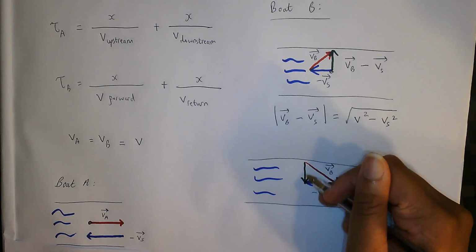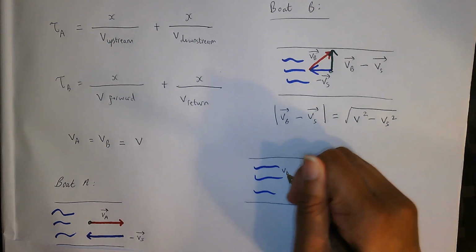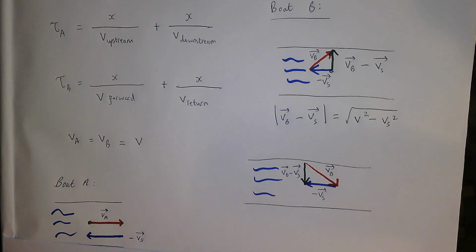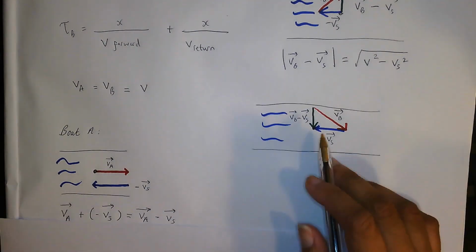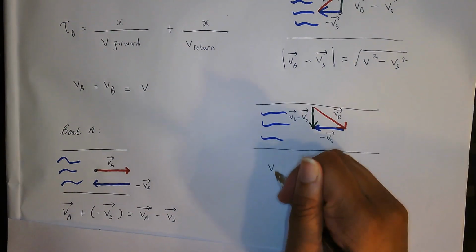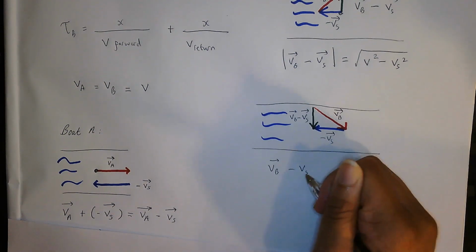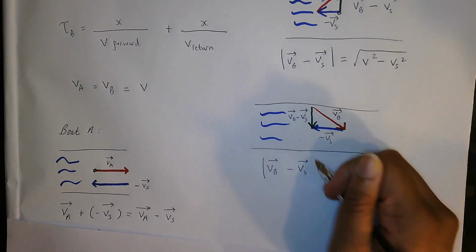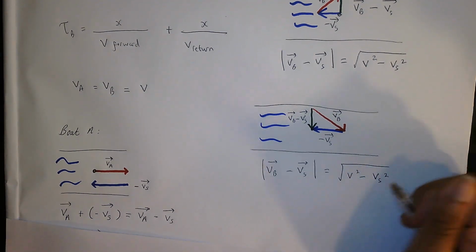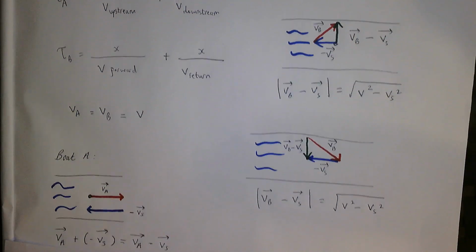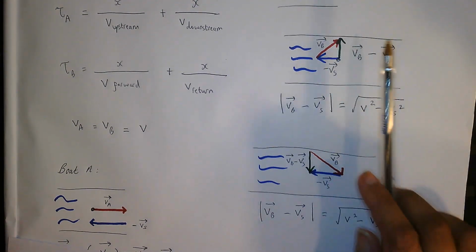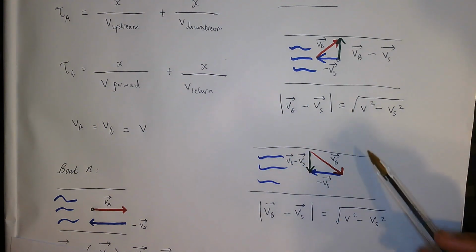So our resultant vector here is again VB minus VS, and again the magnitude, which we need, the magnitude of this vector, is the same as what it was before. It's the square root of v squared minus vs squared. So notice how the velocity of boat B was the same when it was travelling away from the buoy and when it was returning to the buoy. It was the same velocity.